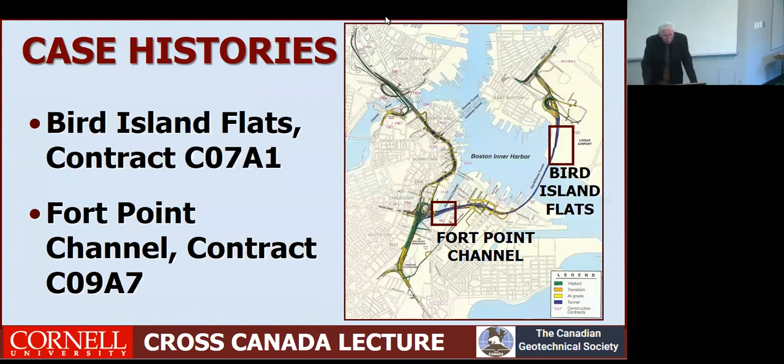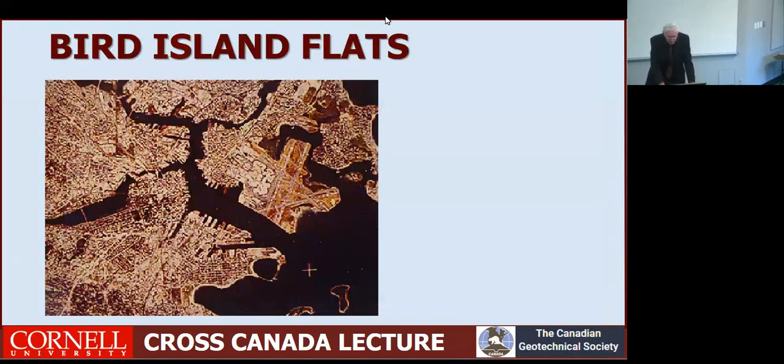I'll also talk about Fort Point Channel, which by far was a much larger project, with much greater financial implications for the Boston Artery. The technology that was learned on Bird Island Flats was mobilized and put to use at Fort Point Channel, and then additional lessons were learned. So let's talk about Bird Island Flats. We'll put that into perspective right there.